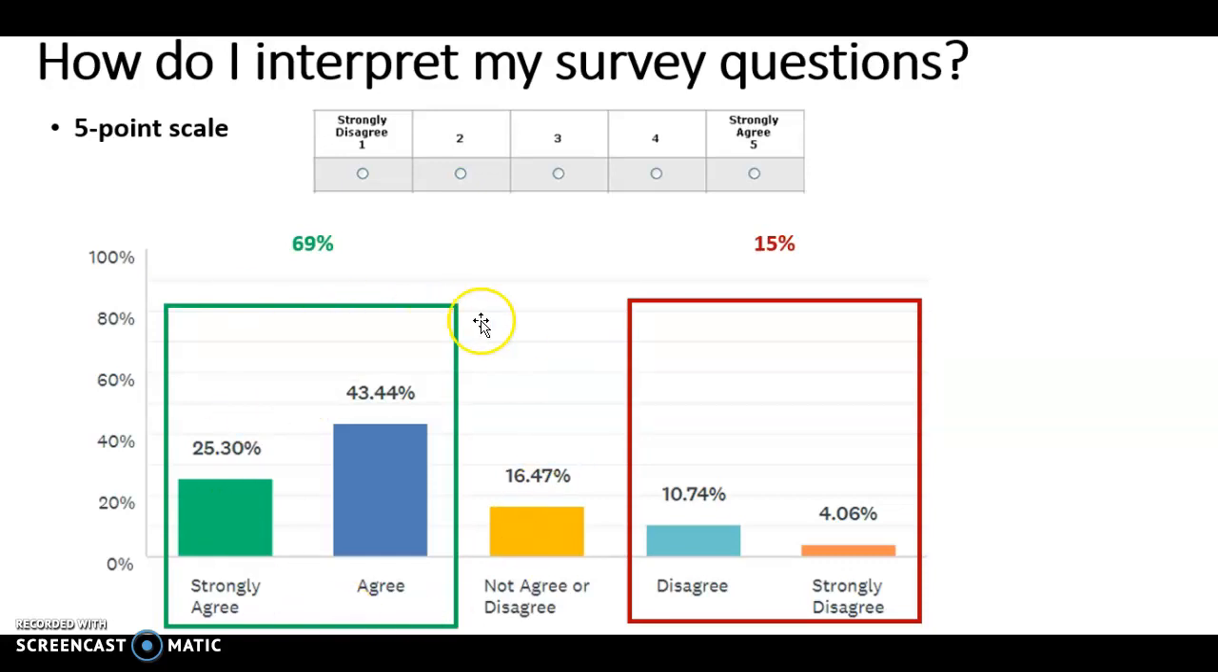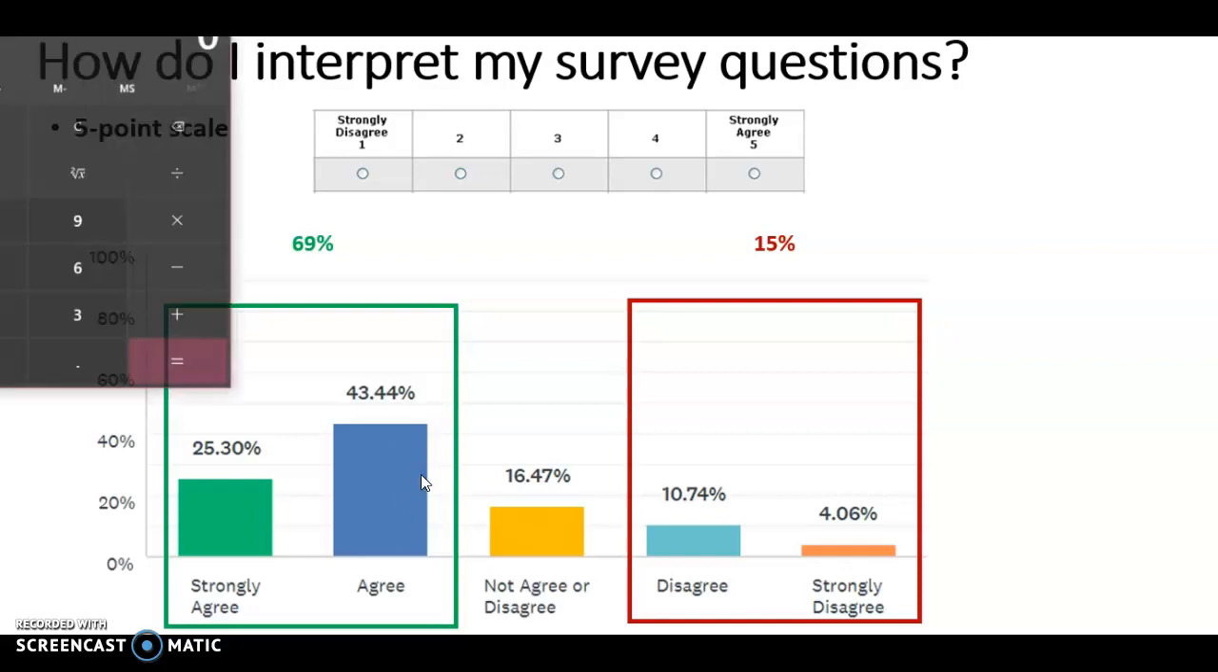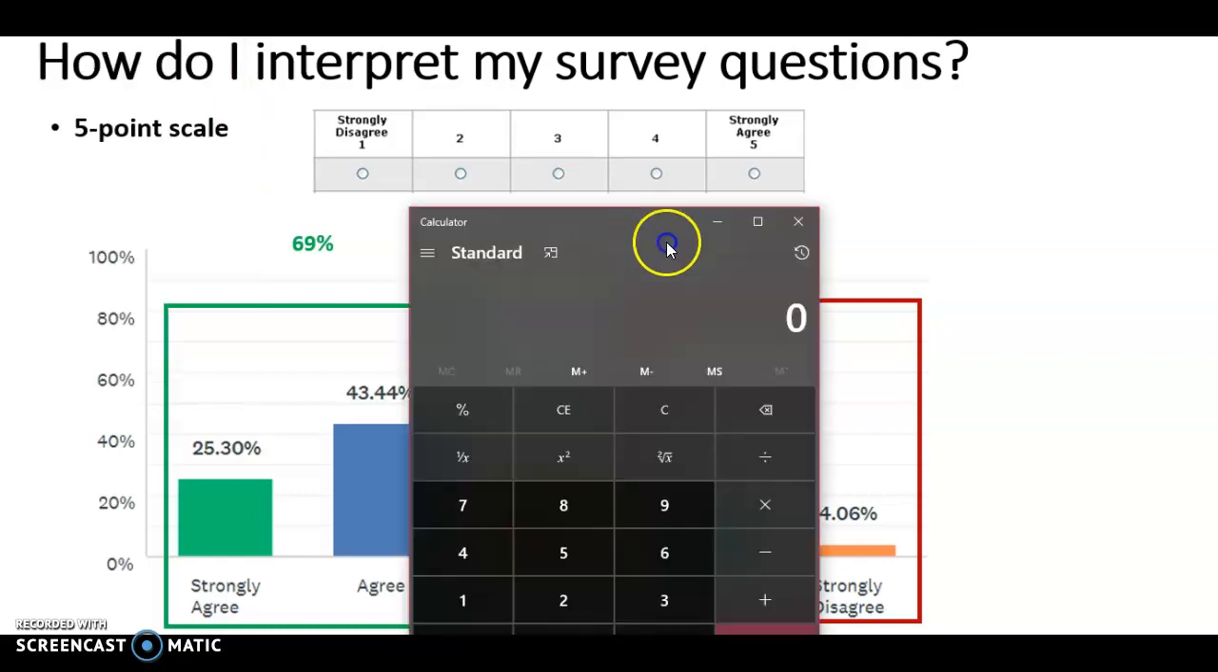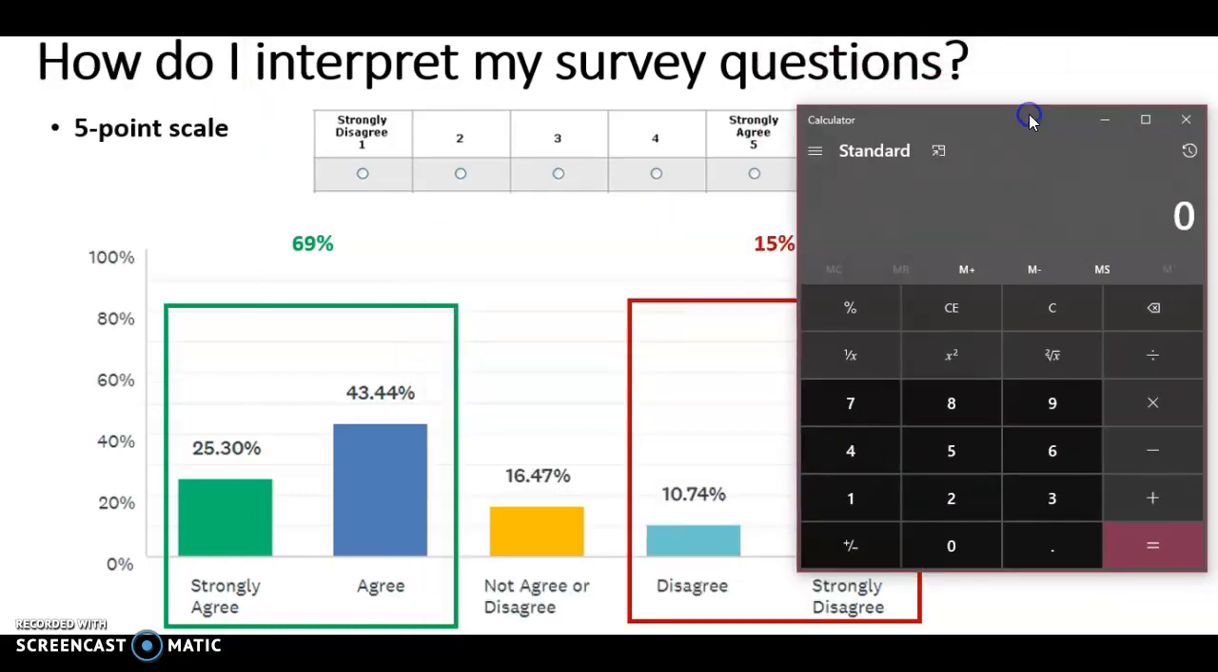Here is a grouping for you. So on the left here you see 25.3% said strongly agree. 43% of your respondents said they agree with whatever the question is. So what we did was to add those together. When you add that together, you get 69%.